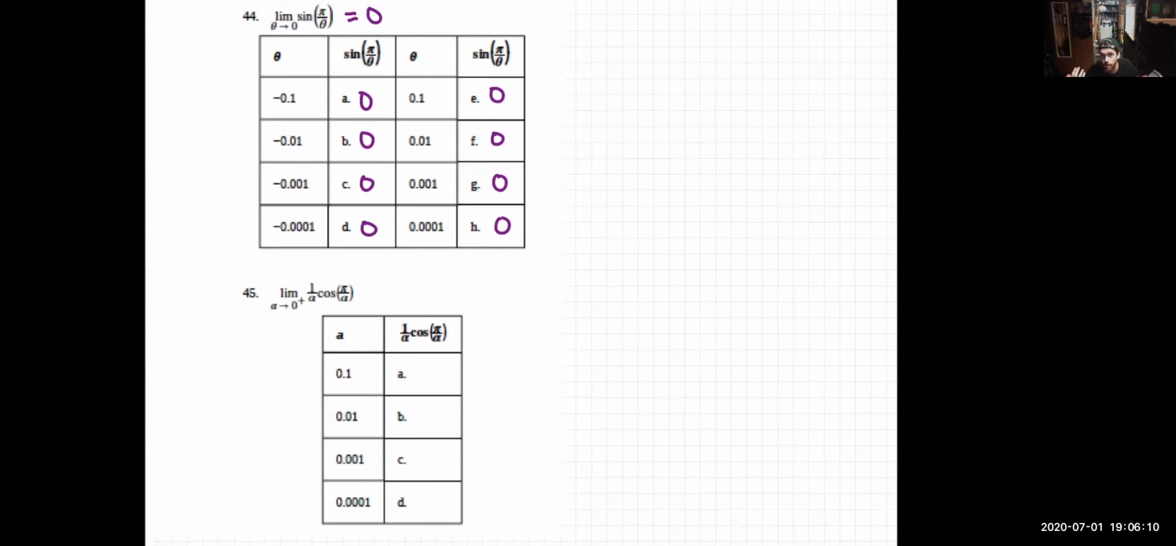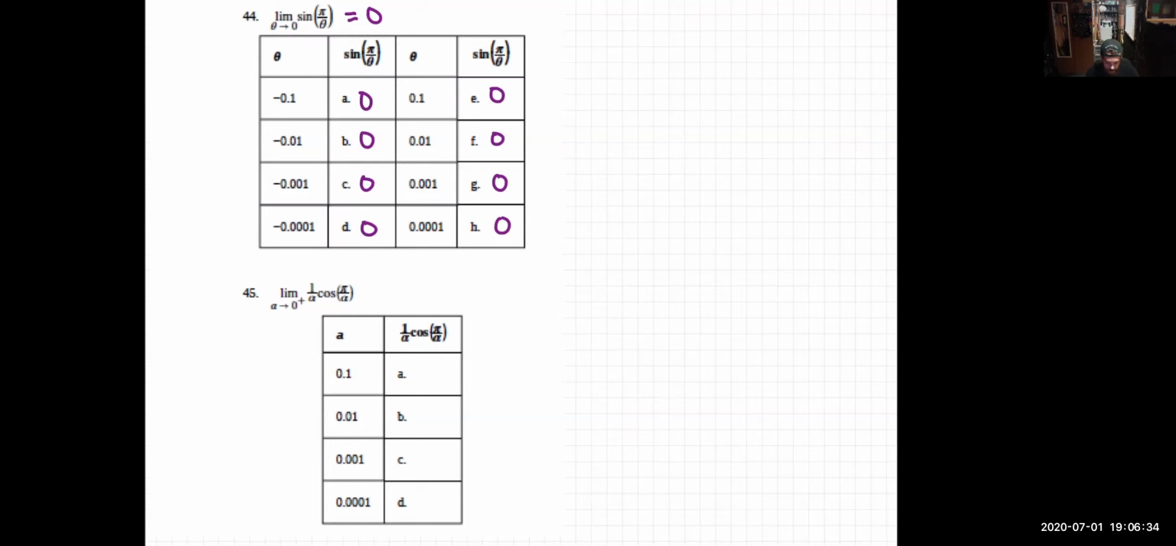The graph does confirm that, even if it's a little tricky to make sense of, given how insanely it oscillates. But that does line up with our intuition. Now let's see what happens in this second case. So we want the limit as alpha approaches zero from the right of 1 over alpha cosine of pi over alpha. So let's plug this into our calculator.